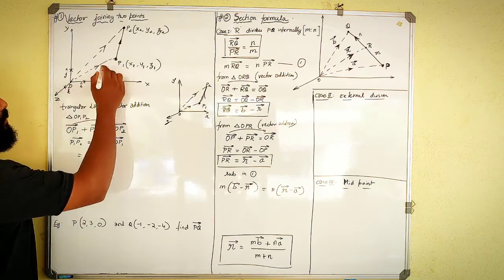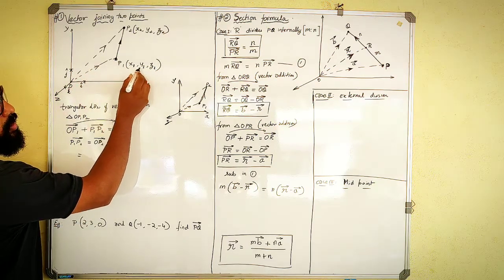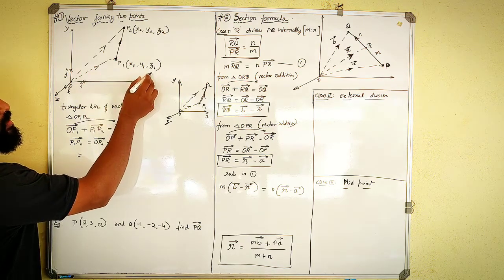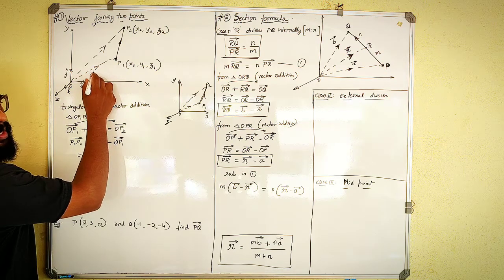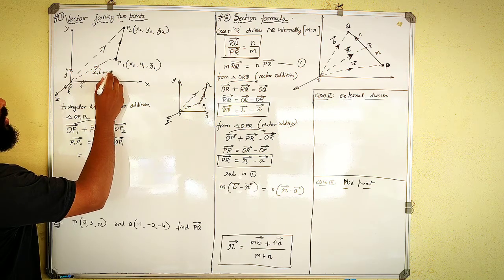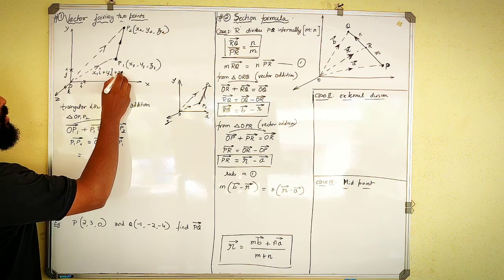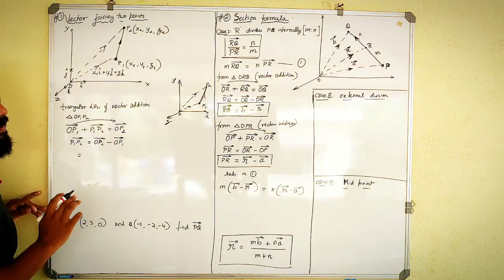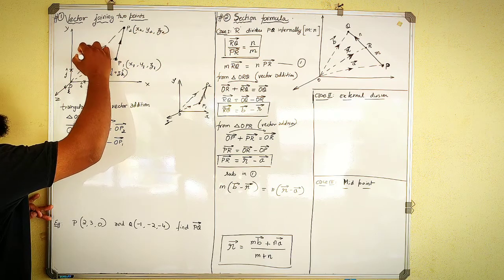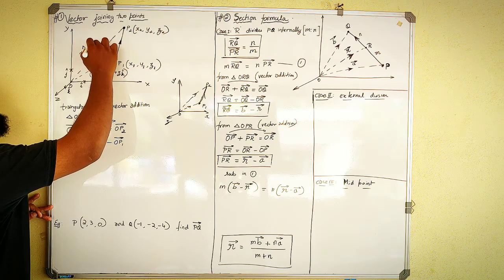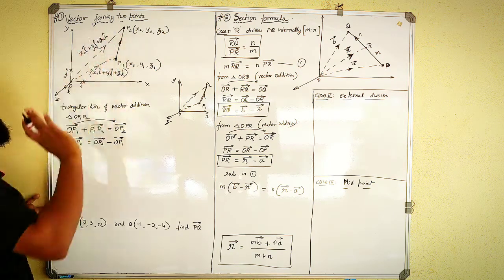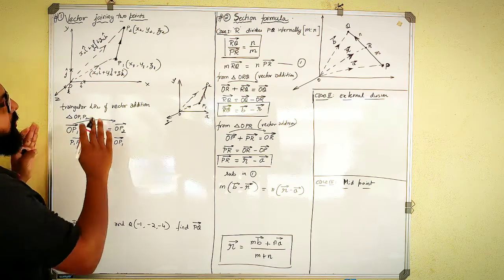OP1 vector components are nothing but these coordinates, correct? The direction ratios are the coordinates. With the help of coordinates, I can find its components, that is x1 i cap, plus y1 j cap, plus z1 k cap, correct? This is what we learnt in the previous video. Next, similarly, x2 i cap plus y2 j cap plus z2 k cap. Clear? So these are the components of the vector.